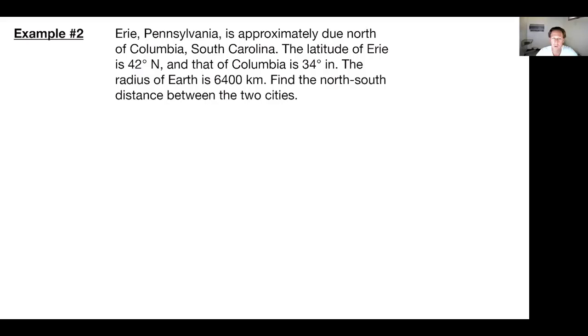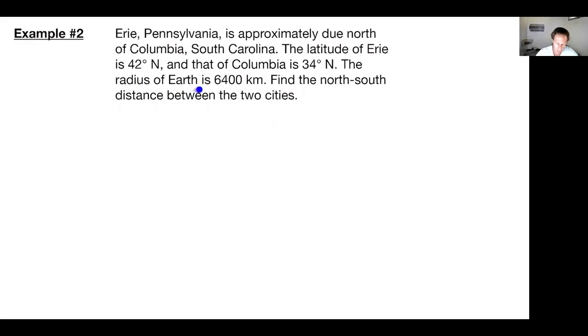Now, hopefully you remember from your previous experience what latitude versus longitude is. Latitude, remember, is that ladder around the Earth, so rotating around horizontally, and then longitude was the long way around, perpendicular to that, up and down. So they're telling us that the latitude of Erie is 42 degrees north, and that north represents the northern hemisphere. And Columbia is 34 degrees north as well.